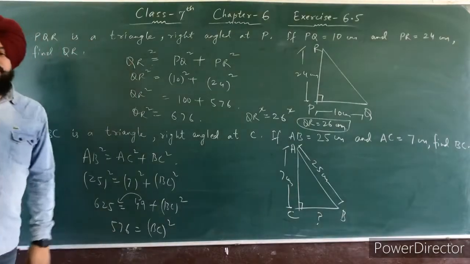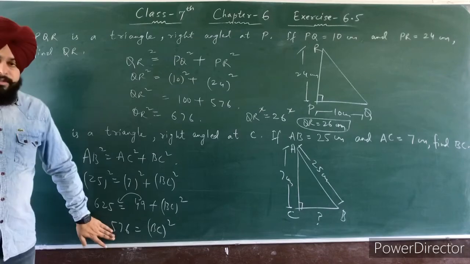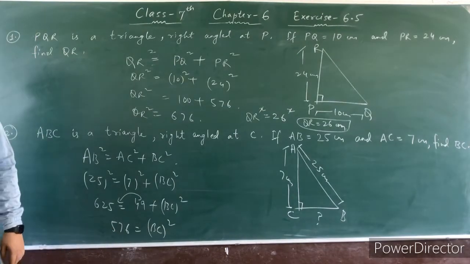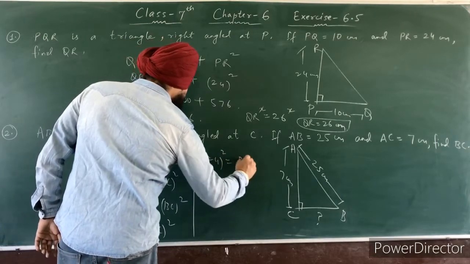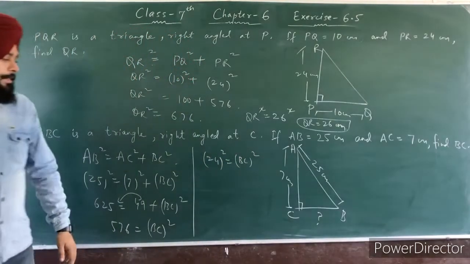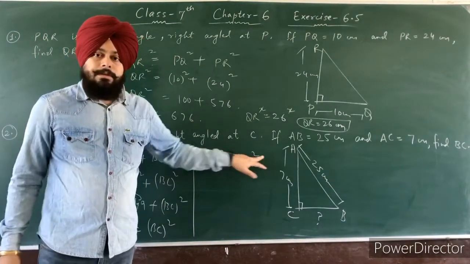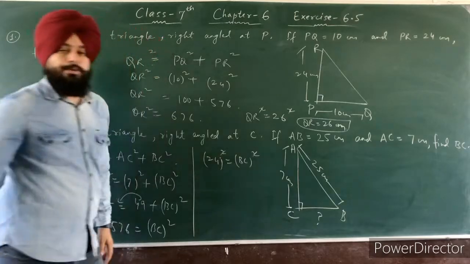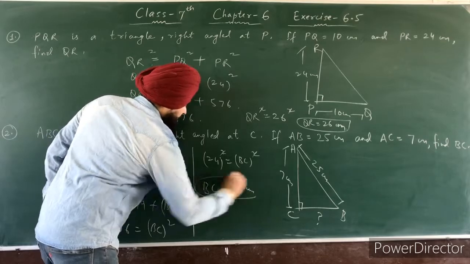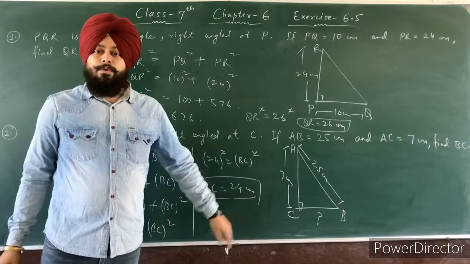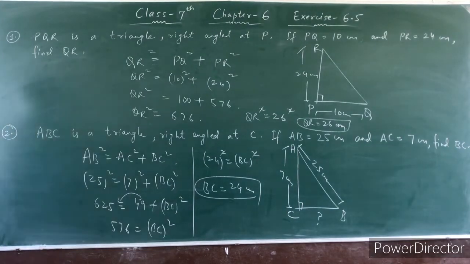Now 576 is a perfect square of which number? It is the square of number 24. So you can write 24 square is equal to BC square. Now you can see that left hand side and right hand side both have the same power, so you can cancel this power 2. So what is the length of BC? BC is of measure 24 centimeter. Clear, students? So this is your question number first and second.